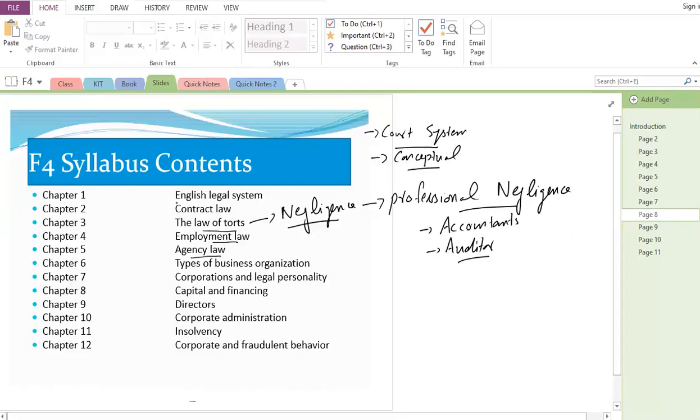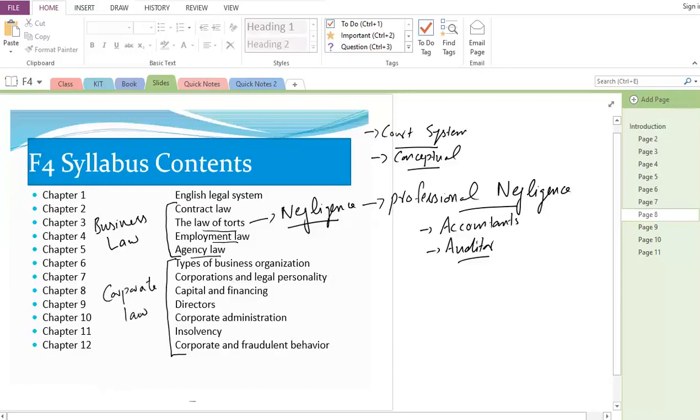Now these 4 chapters are the part of business law, and these coming chapters are the corporate law.